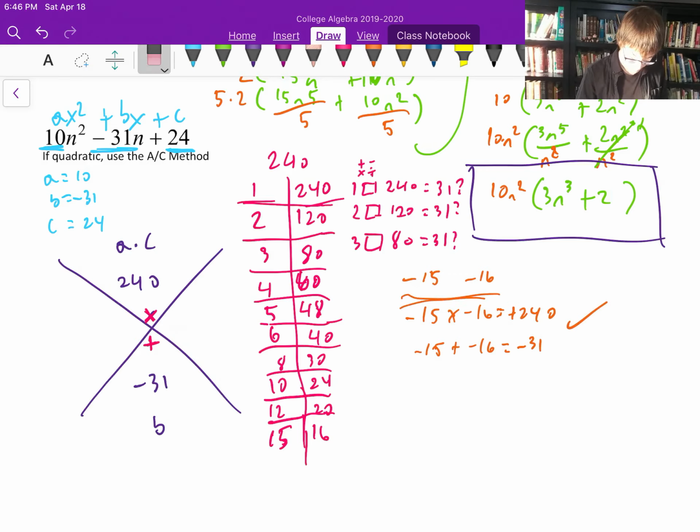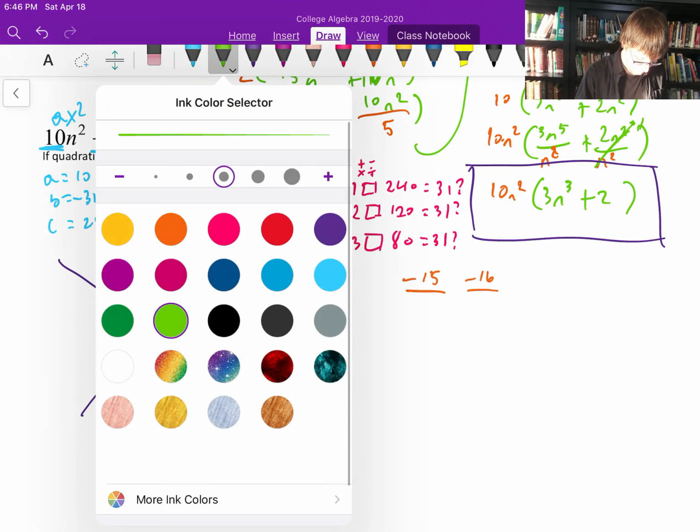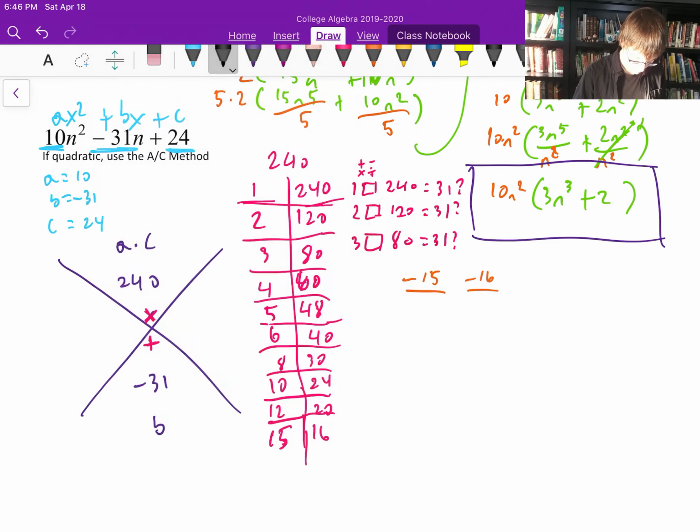So what we'll do is rewrite the problem with those as our b. Here's what I mean by that. We'll write the problem as before, exactly as it was before. So let me go ahead and rewrite it. We're going to choose 10n squared and then 24. But instead of the minus 31n, we're going to write minus 15n and minus 16n.